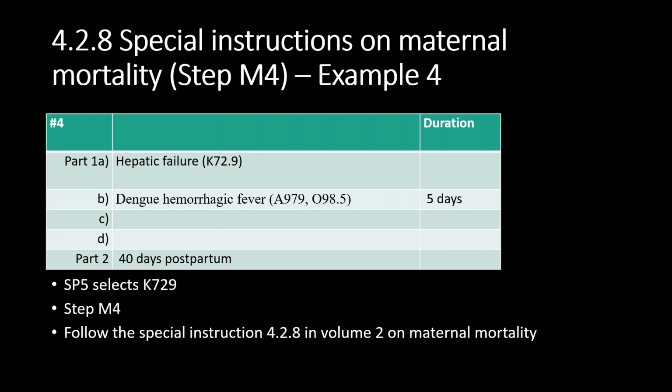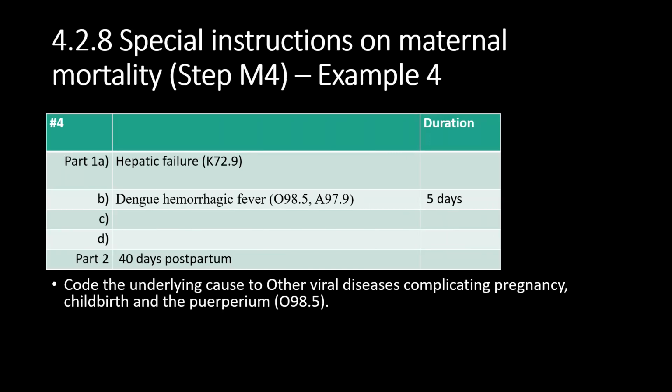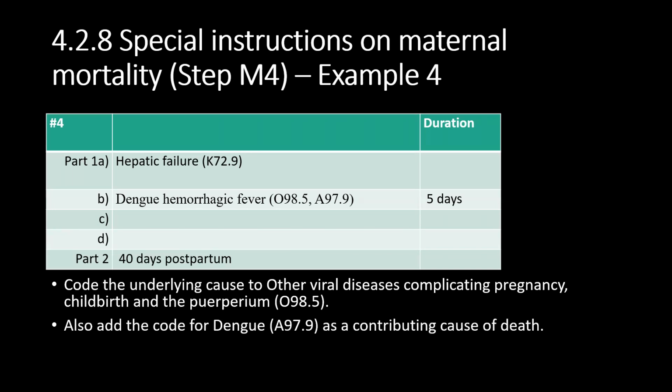In Part 2, pregnancy is reported. It says 40 days postpartum. Code the underlying cause to other viral diseases complicating pregnancy, childbirth, and the puerperium, O98.5. Also add the code for dengue, A97.9, as a contributing cause of death, and this is important in multiple cause coding. As you can see, this is an indirect obstetric death.